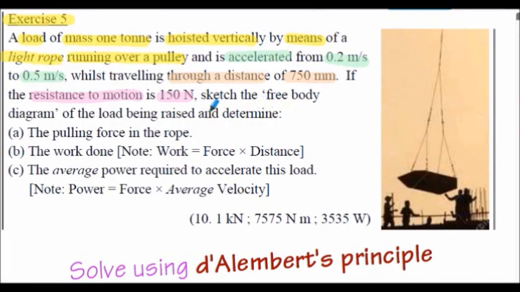And we're asked to draw a free body diagram of the load that's being raised. We're asked to determine part A, the pulling force in the rope required to give the above motion. Part B, the work done, noting that work done is equal to force multiplied by distance travelled. And part C, we've got to calculate the average power required to accelerate this load, noting that power is equal to force multiplied by the average velocity. Answer is shown in the bracket.